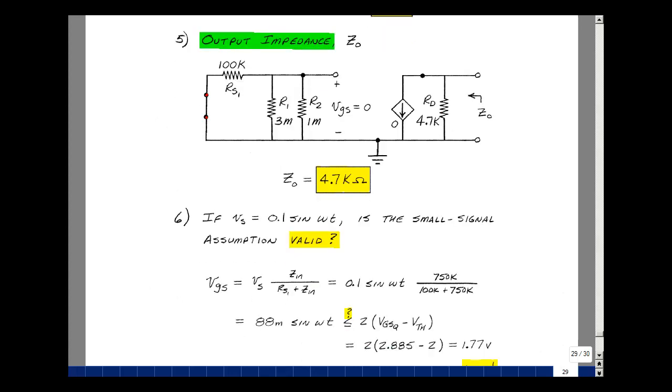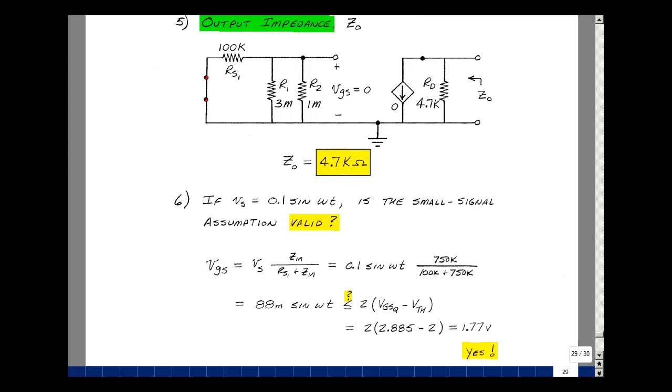So lastly, is our assumption of small signal valid? We have to find the gate to source voltage. Let me not scroll back, but just simply look at this drawing here. You have a voltage source here of V sub S, and we're going to find the gate source voltage, which is a voltage divider of these two resistances, with R sub S1, which is again our Zn, over R sub S1 plus Zn. We got 750K and 100K, voltage dividing down to 100 millivolts. That gives me 88 millivolts sine omega t.